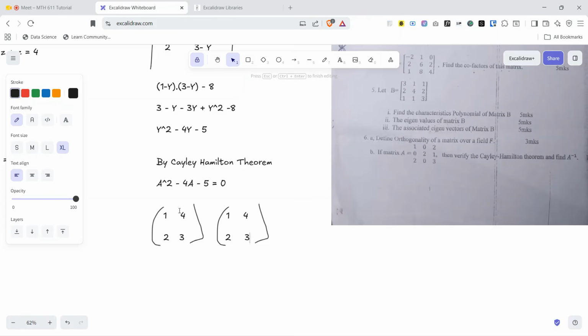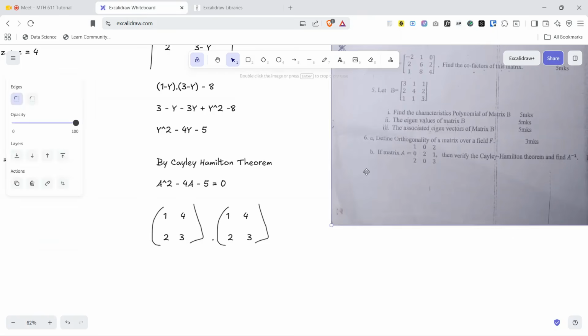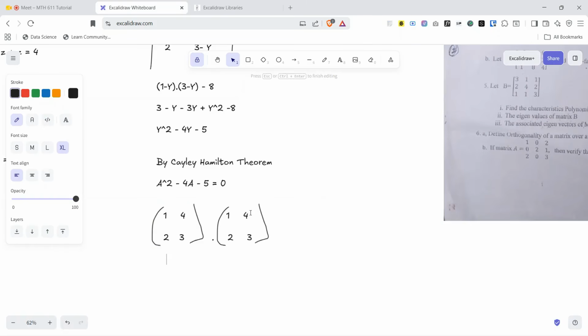Yep. So this is a square, this is a square. There will be a dot here. That's it. You are multiplying this matrix by this matrix, then minus 4 into this matrix again. Trying to represent all of this is becoming a struggle.